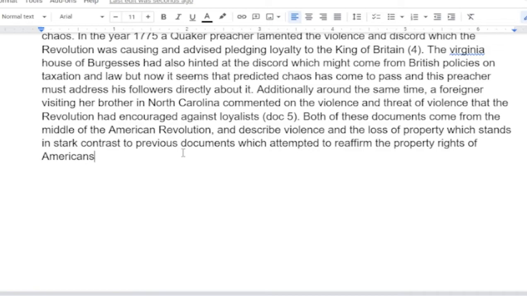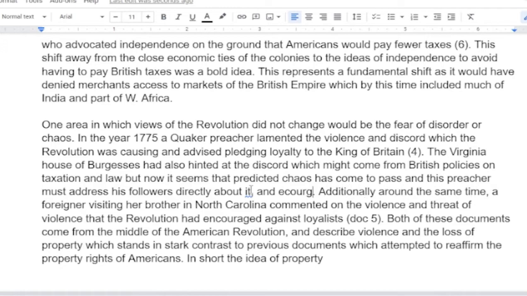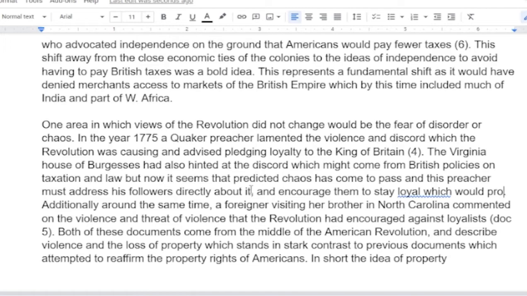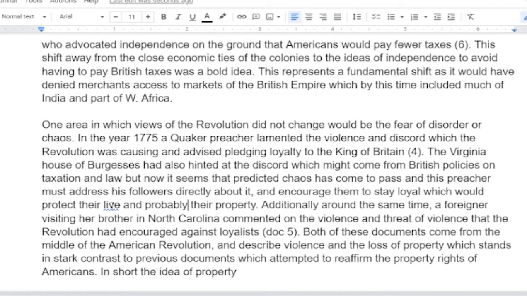This, in short, the idea of property. Actually, you know what? Chaos caused loyalty to the king. The preacher follows directly about it and encourages them to stay loyal, which would protect their lives and probably their property, right? We're just going to use that hedging language. Probably. We can't be 1,000% sure, but we're just going to say probably.